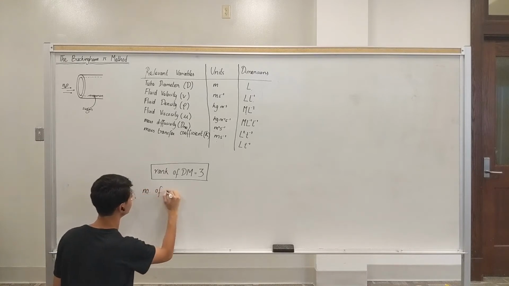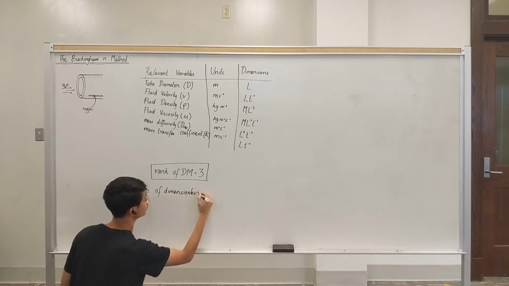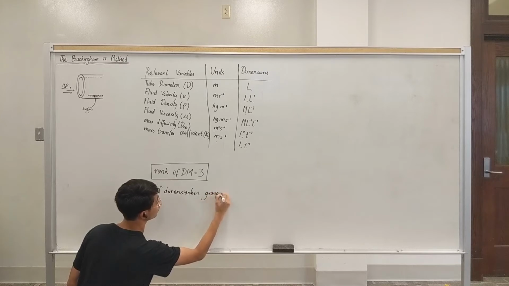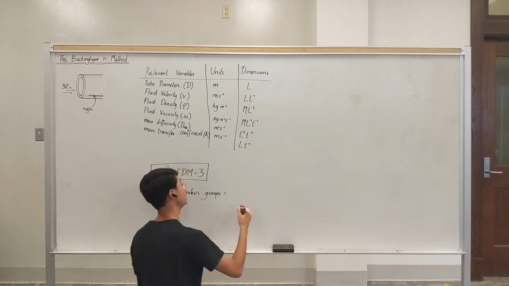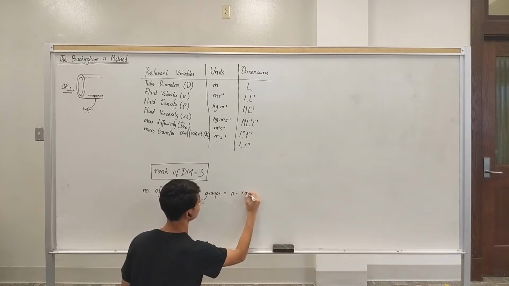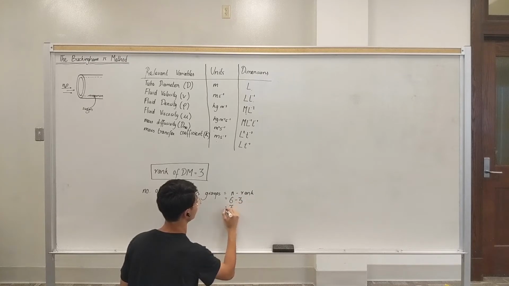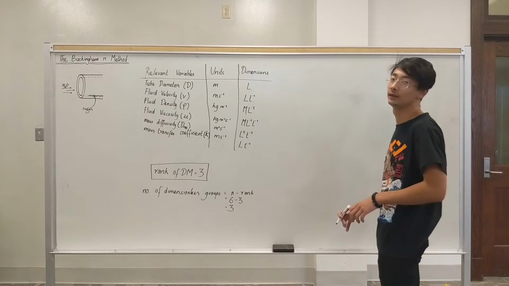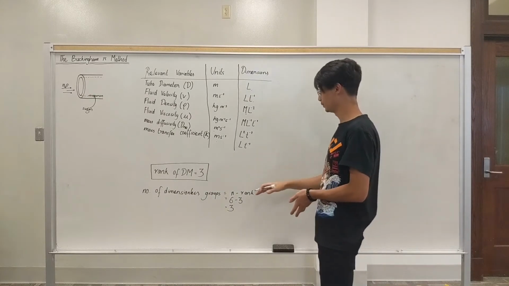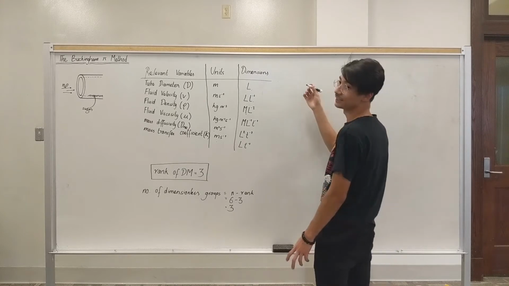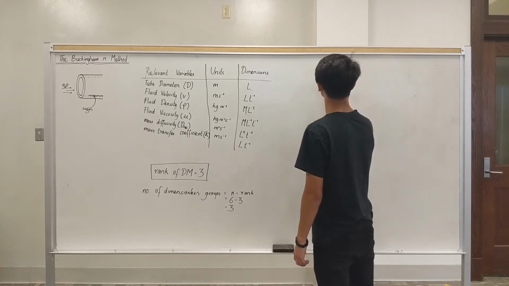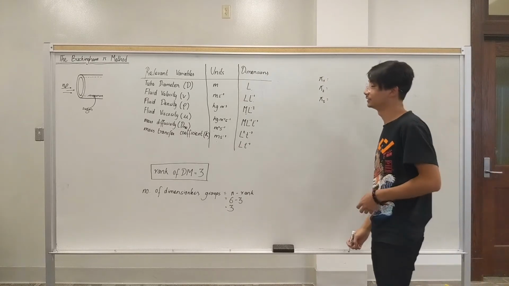Number of dimensionless groups equals n minus rank, which is 6 minus 3, that is 3. Okay, so we know that we have 3 dimensionless groups, so let's represent that by pi 1, pi 2, and pi 3. So these are our dimensionless parameters.